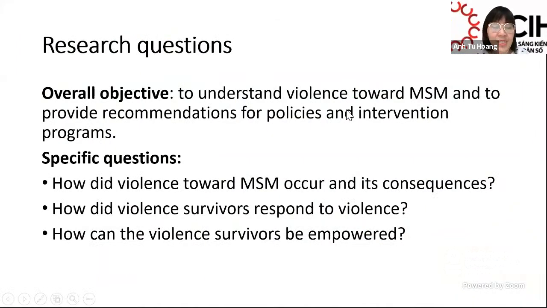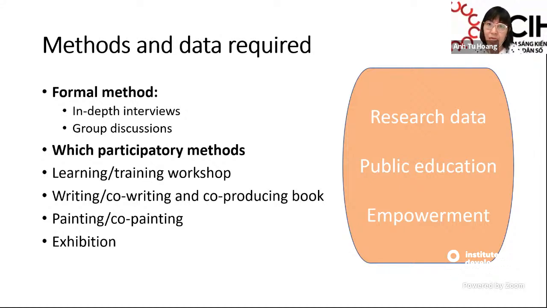Okay. So this research is about understanding violence toward MSM and then providing recommendations for policy and intervention programs. I have some specific research questions: how does violence toward MSM occur and what are its consequences? How do violence survivors respond to the violence, and how can they be empowered to overcome the trauma caused by violence, but also become agents for change? With those questions in mind, we need rigorous research data, but also information that can help public education, and the research can also help empower the participants.